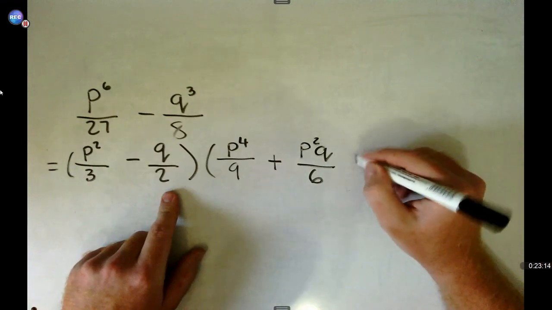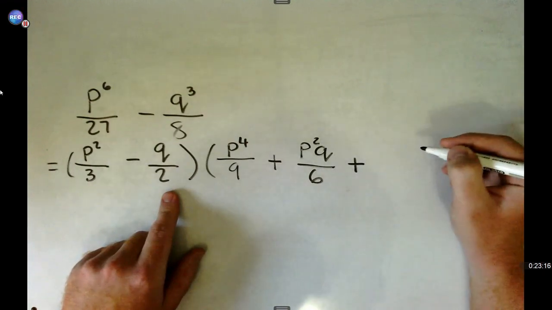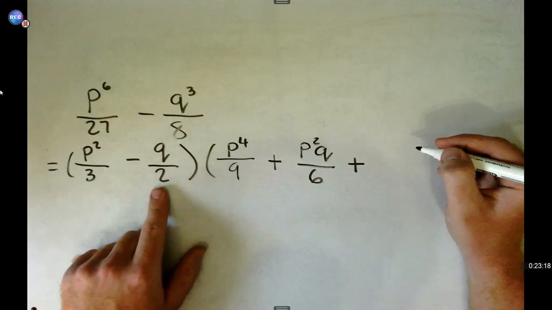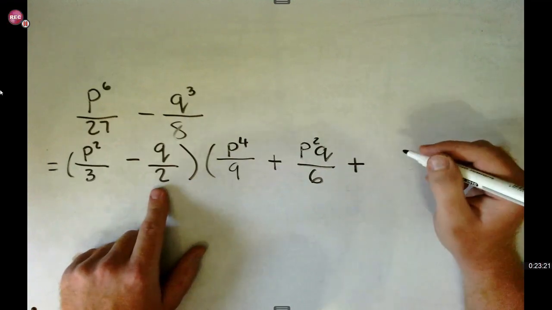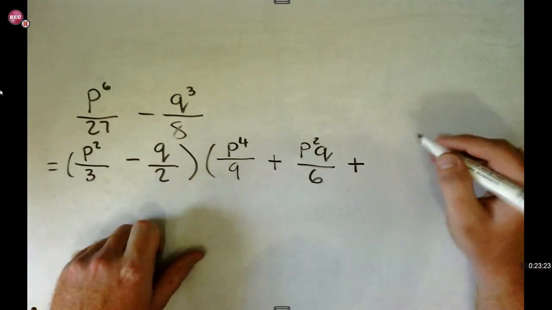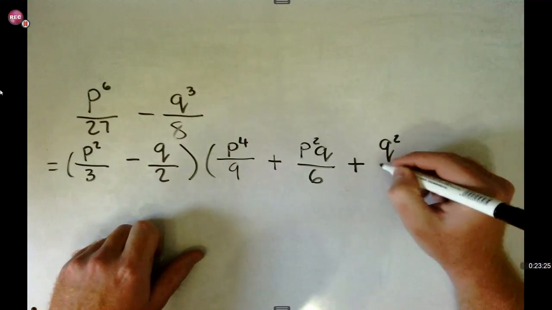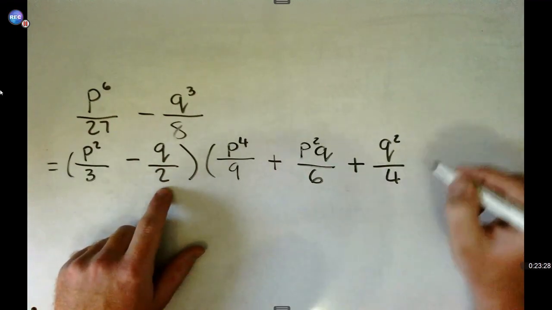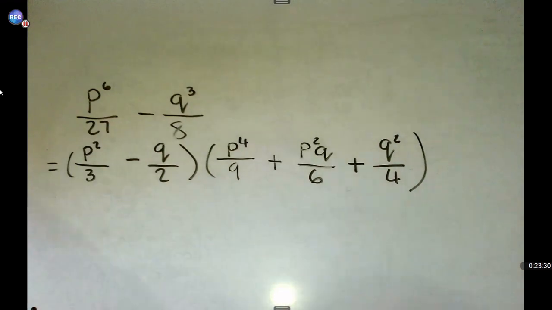Our last sign here is always positive. And then we need to square this in order to get the last term over here. So q times q gives me q squared. And then 2 times 2 gives me 4. And there you go. We have factorized it fully according to what they've asked us to do. Okay, let's go to our next question.